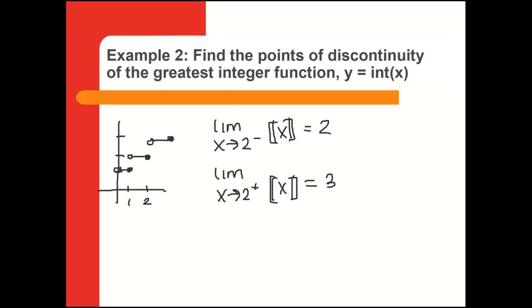So, does the left-hand limit equal the right-hand limit? No. What would f of 2 be equal to? So f of 2 would actually be 2 because it's a closed circle at the end of the bar. The limit does not exist.